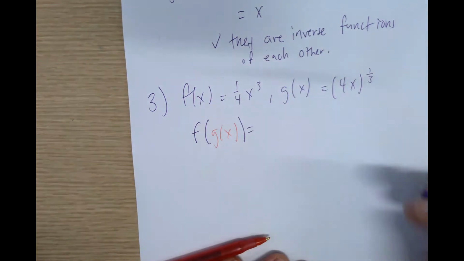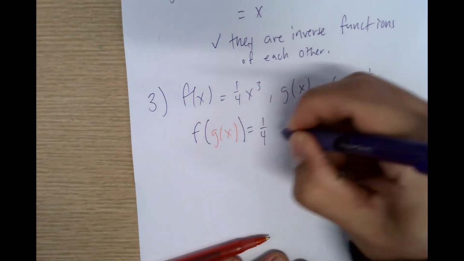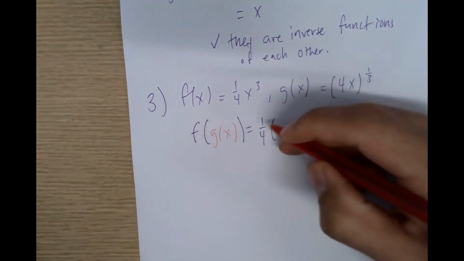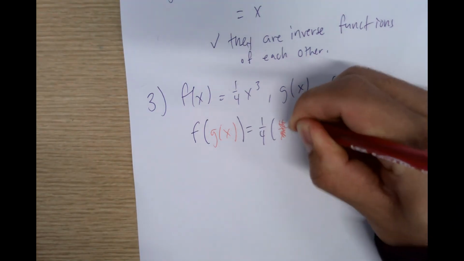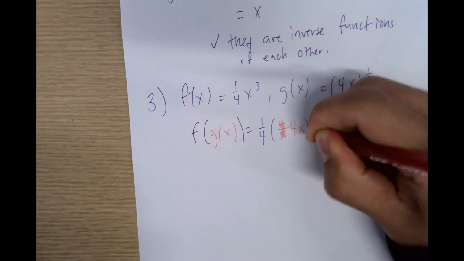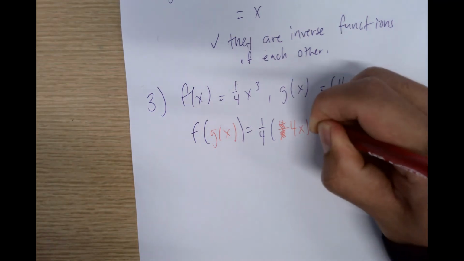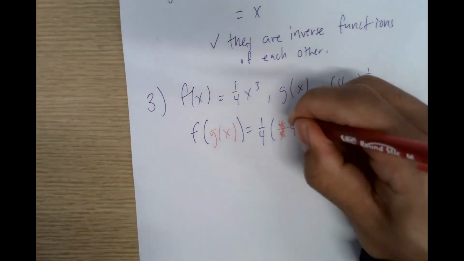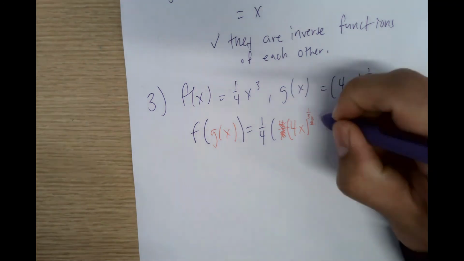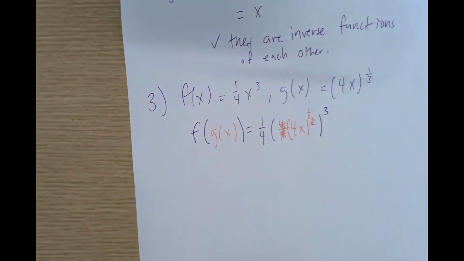So we would have 1/4 parentheses, and then you would have 4x to the 1/3 power. Okay. Does that make sense? So you're replacing x with g of x, right? You're replacing x with g of x.